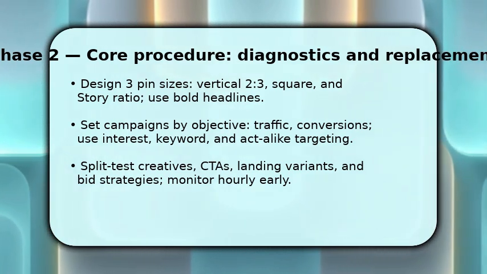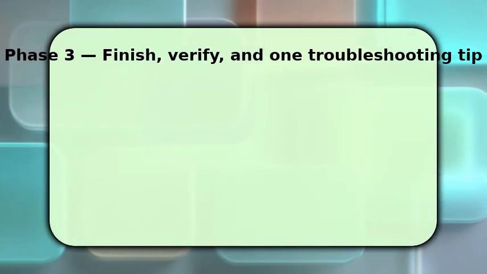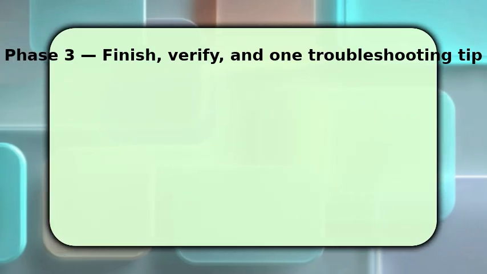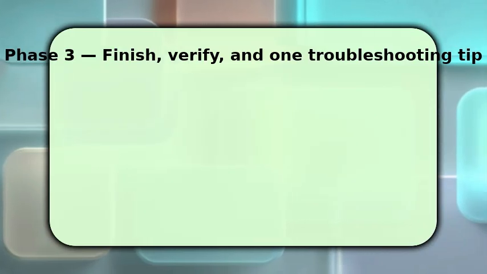To finish, scale validated winners. Raise budgets by about 20% per day and duplicate top ad groups into new campaigns to expand reach. Make sure to optimize continuously, add negative keywords, remove poor pins, and improve landing funnels for speed and clarity.